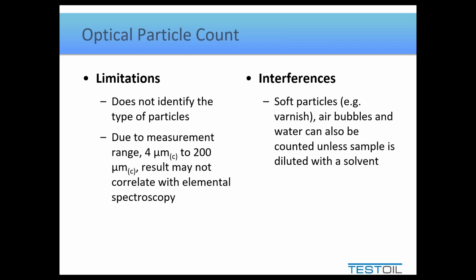But the big interference to this test, other than the fact it doesn't actually measure the true size of the particles, is that anything else that casts a shadow can be counted. So water molecules, air bubbles, and even soft varnish particles can count as particles because they cast shadows, unless we prepare the sample properly. To do that, you'd have to dilute it, sonicate it, and you might have to vacuum it. There are quite a few steps involved.